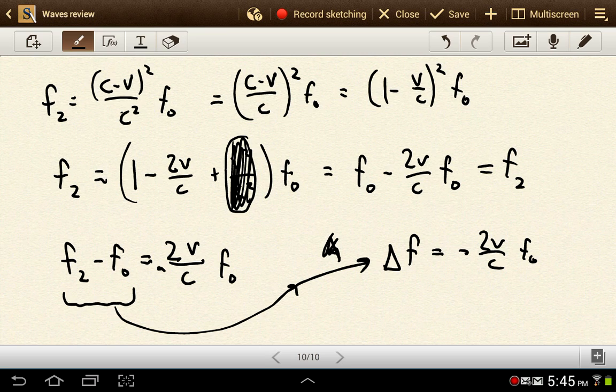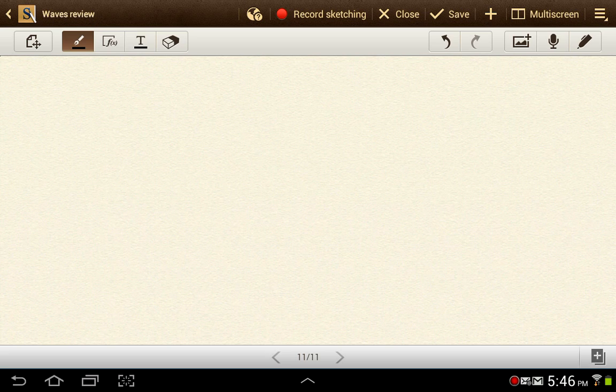So how do I do this now? I guess now what I say is V equals, and that's the speed of the speeder, negative delta F over 2 F naught times C. Let me try that again. Delta F over 2 F naught times C.